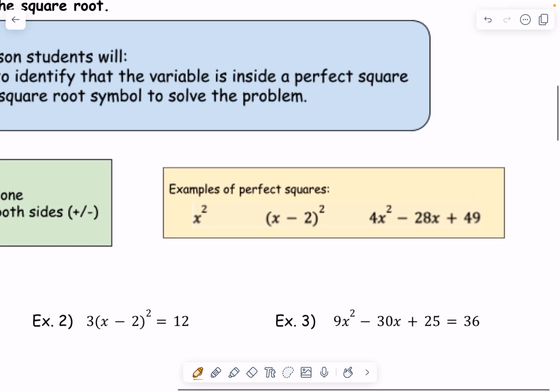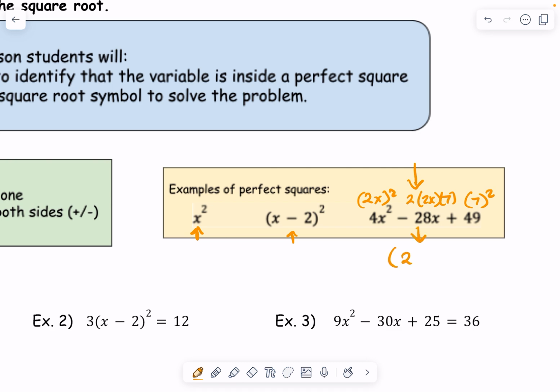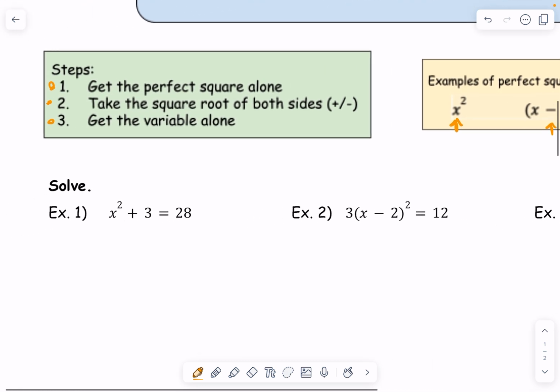So, examples of perfect squares. Obviously, if it's just x squared, it's a perfect square. If it's a binomial squared, it's a perfect square. Now, this one right here, we need to notice the special case that this is 2x squared and this is 7 squared. And in the middle is 2 times 2x times 7. So we need to be able to see that this is 2x minus 7 squared. So we need to be able to recognize this. That was in our special cases video.